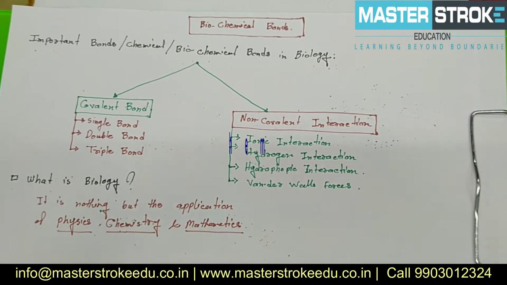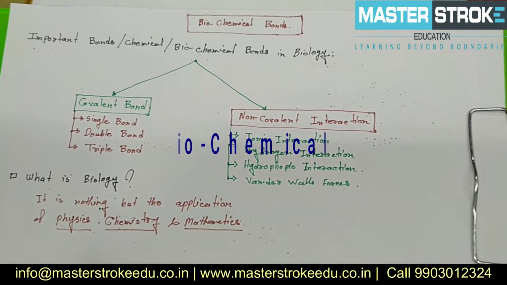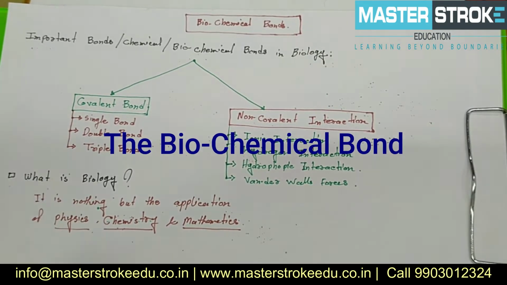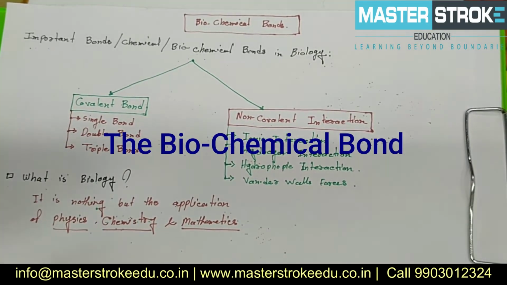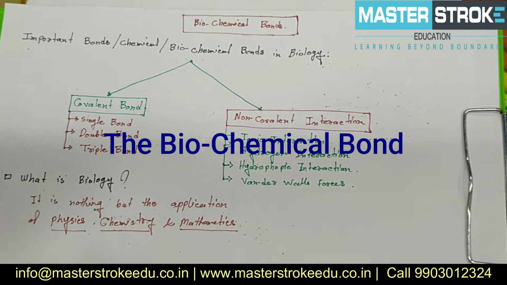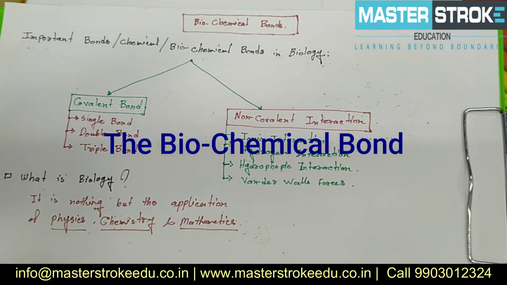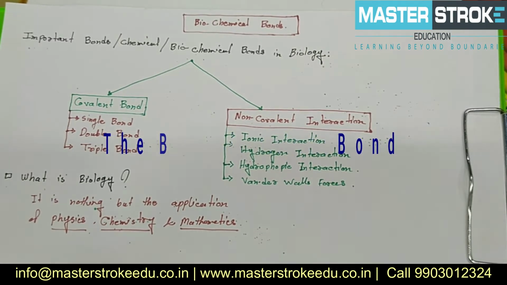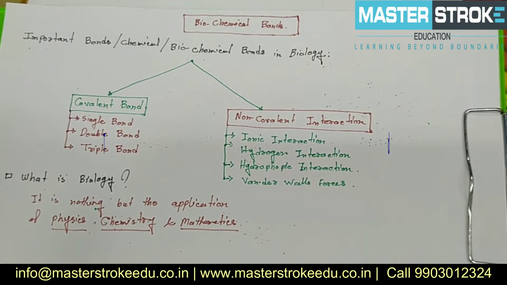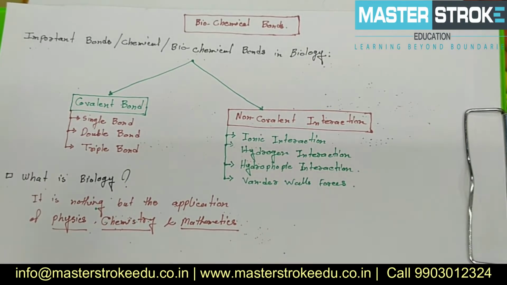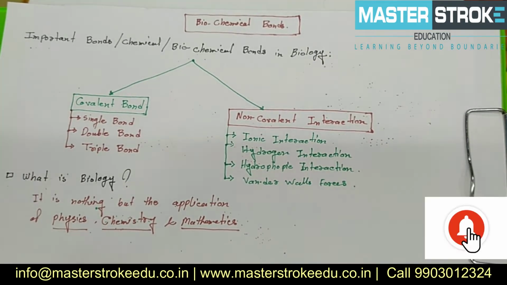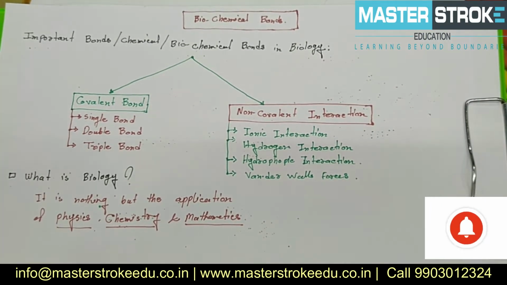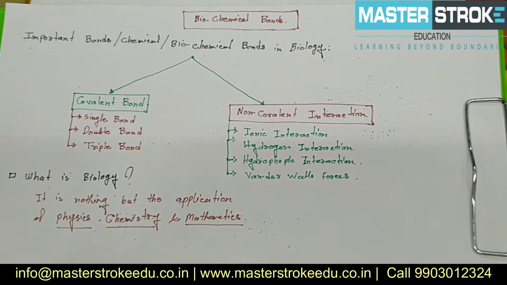Next phase, we are going to discuss non-covalent interaction. As I told you previously, there is no such term in biochemical bonds as a non-covalent bond. The actual term is non-covalent interaction. There are 4 major types of non-covalent interaction: ionic interaction, hydrogen interaction, hydrophobic interaction, and van der Waals forces. Now, we are going to discuss each type.